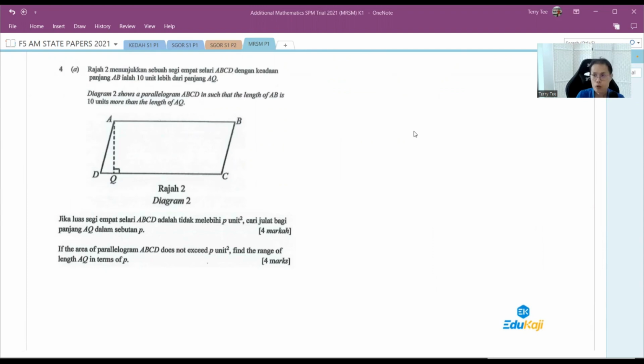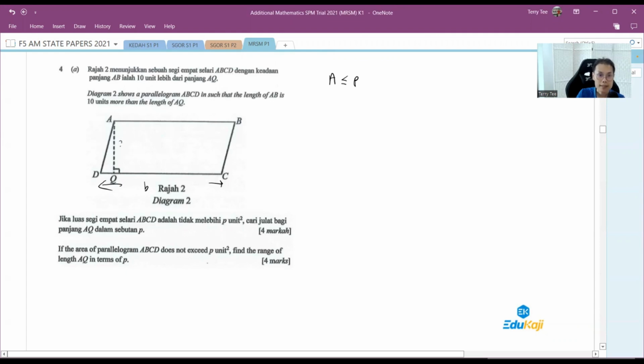The diagram shows parallelogram ABCD such that the length of AB is 10 units more than the length of AQ. Now we know the area of a parallelogram is just the length of your base, let's say B, multiplied by your height, right? They say the area does not exceed P, which means it can be P, less than or equal to P. You're supposed to find the range of values of AQ. Maybe in this case, we can let AQ be X.